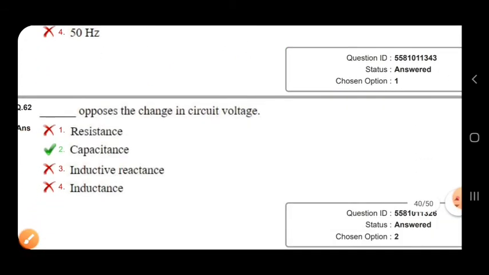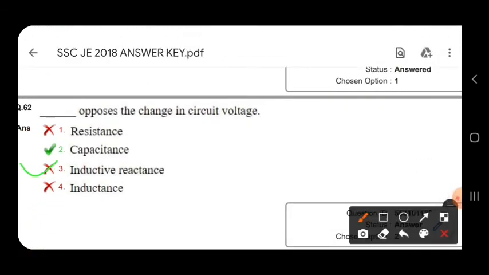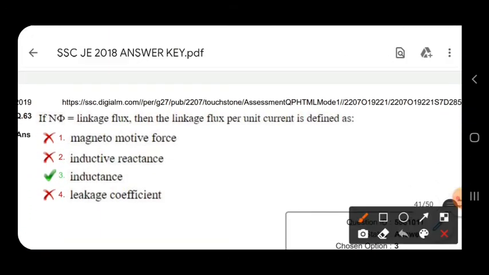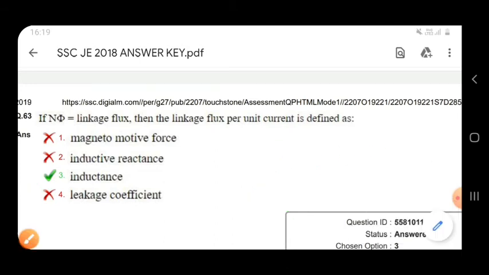This supposes the changes in circuit voltage, because this is due to the capacitance. If Nφ is linkage flux, then linkage flux per unit current is known as Nφ upon I, that all of you know is L.